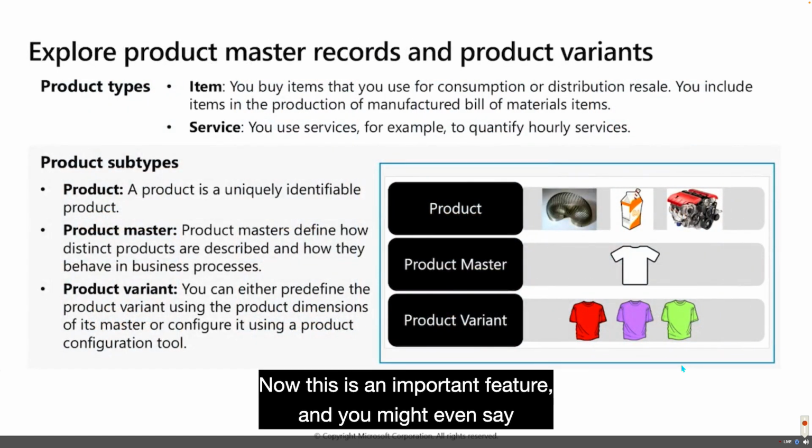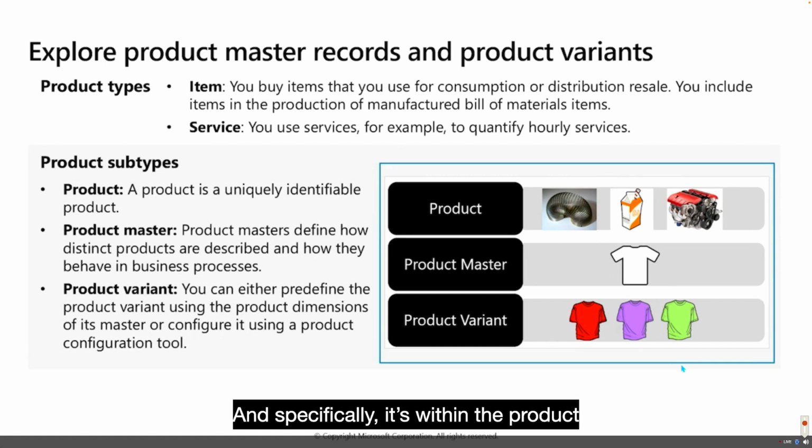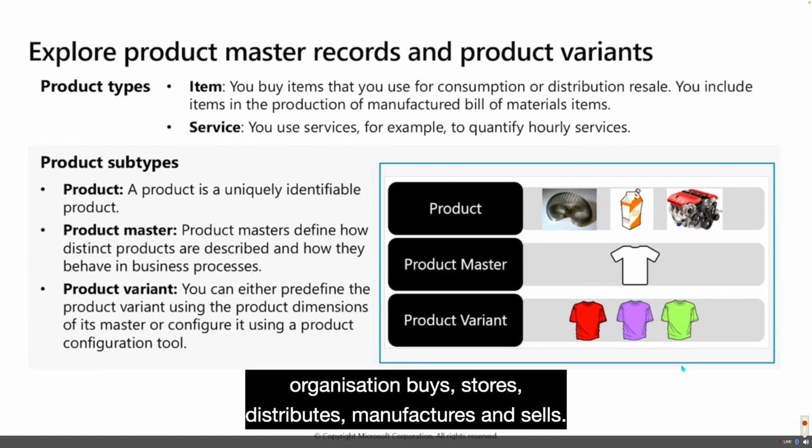Now, this is an important feature, and you might even say it's the backbone of supply chain management, and also the commerce app too. It fulfills the purpose of acting as a centralized location to store product information so it's accessible by all parts of your company. And specifically, it's within the product repository that you're storing all the information about your products that your organisation buys, stores, distributes, manufactures and sells.